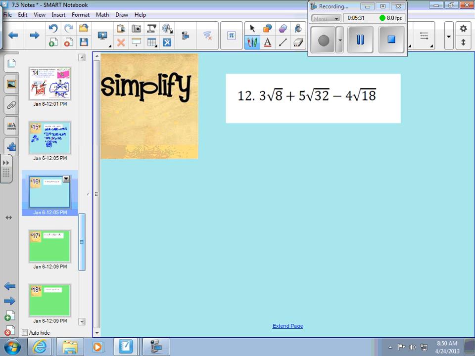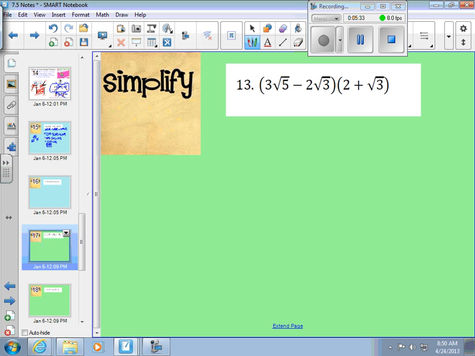Let's look at some multiplying. What do you do when you multiply radicals? You're going to do the same thing you would if it wasn't a radical. Here you see you got a binomial, 2 terms times another binomial, 2 terms. So you want to go through and distribute. Think of that FOIL acronym: first, outside, inside, last. If we multiply, we should get the answer here.